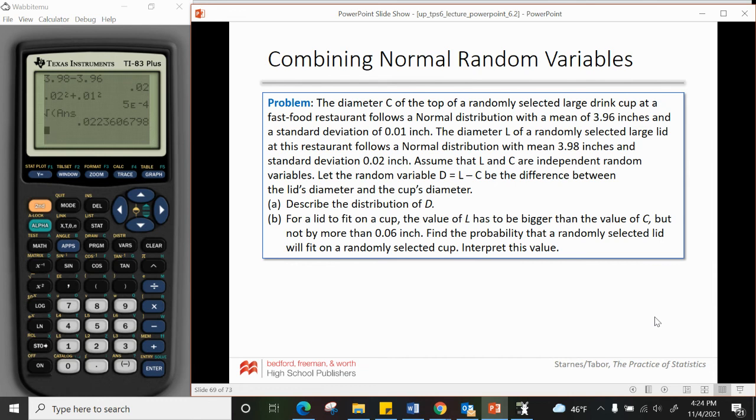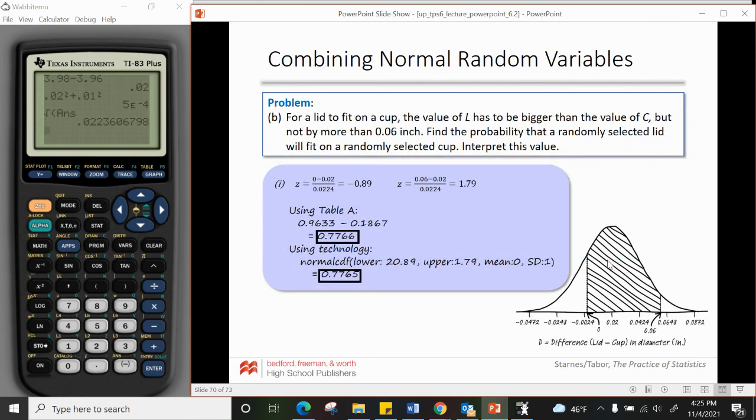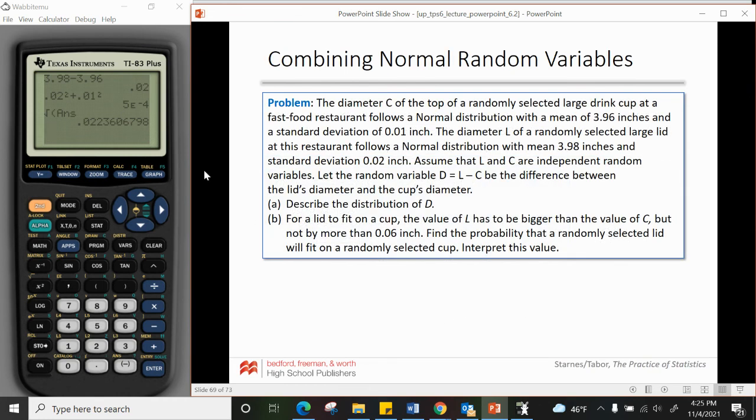So same situation, we just did A. So B now: for a lid to fit on a cup, the value L has to be bigger than the value of C, but not more than by 0.06 inches. Find the probability that a randomly selected lid will fit on a randomly selected cup. So you want L to be bigger than C, but it can't be bigger by more than 0.06. So what are we going to do? We're going to use that combined data that we had. We're going to use our new mean of 0.02 and our standard deviation of 0.0224.